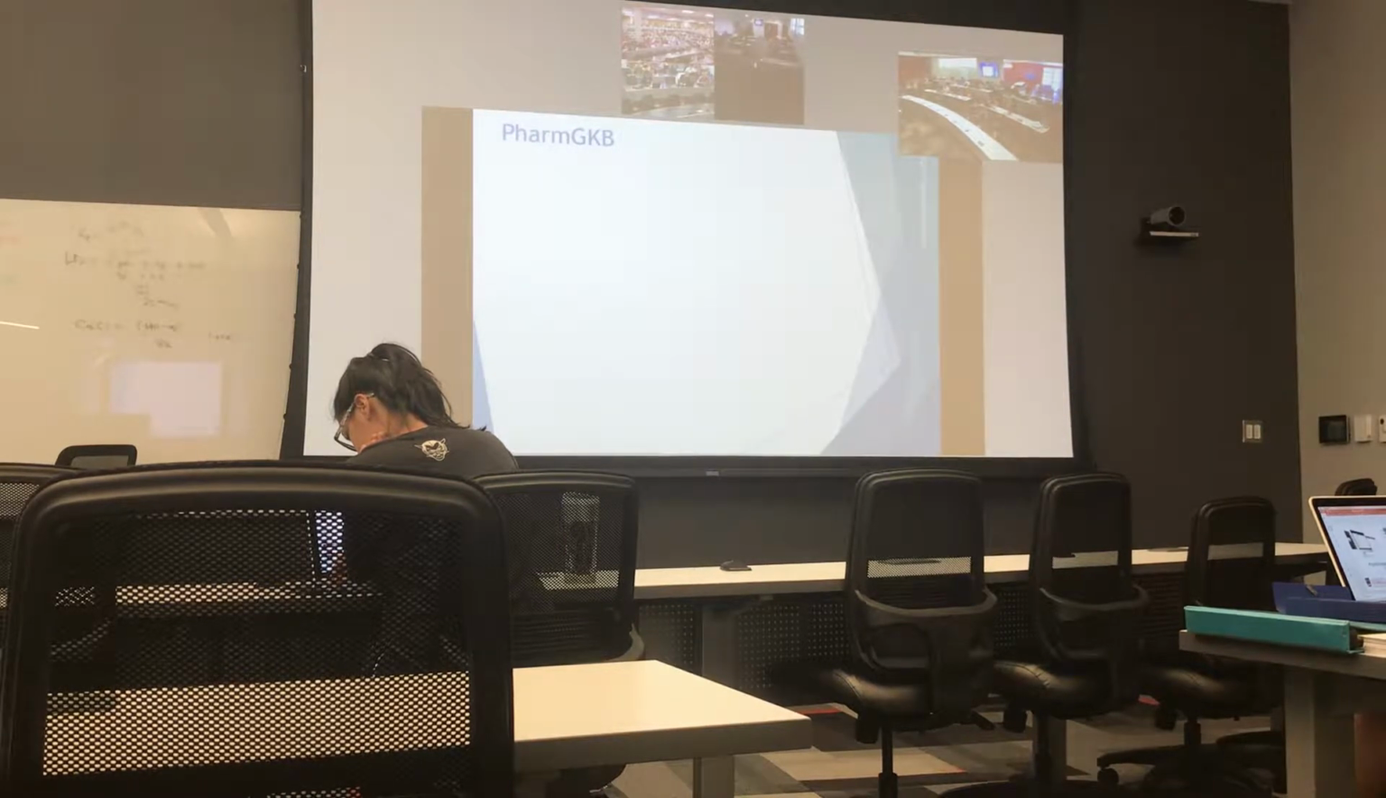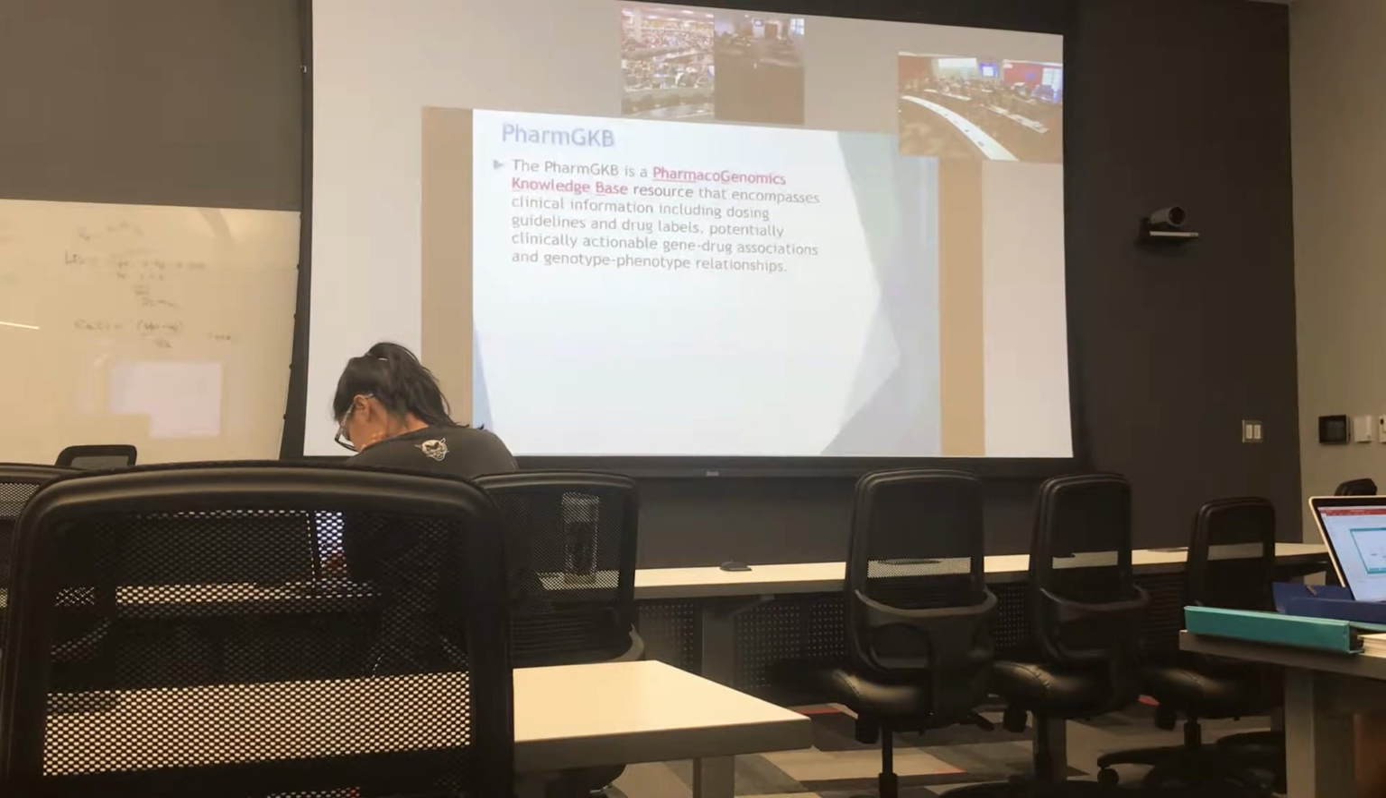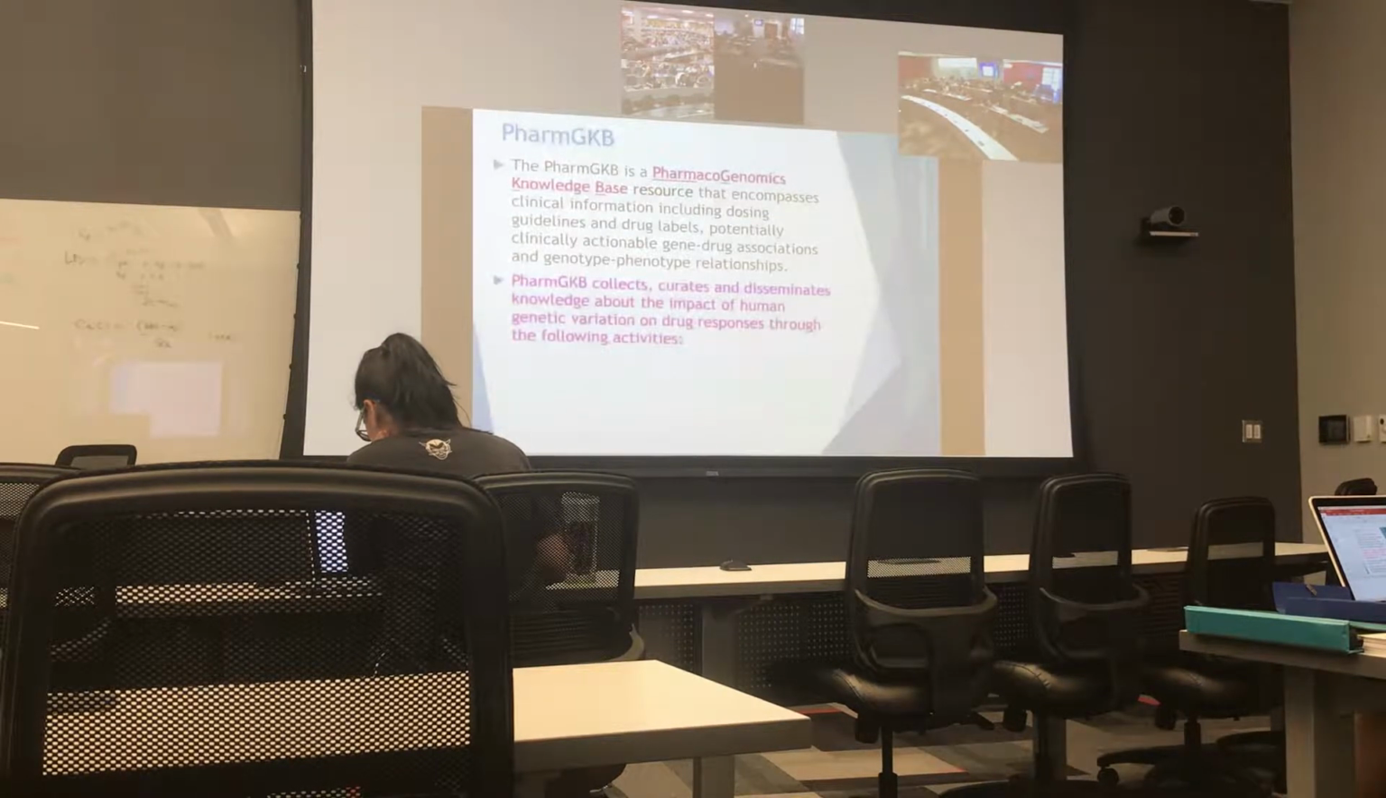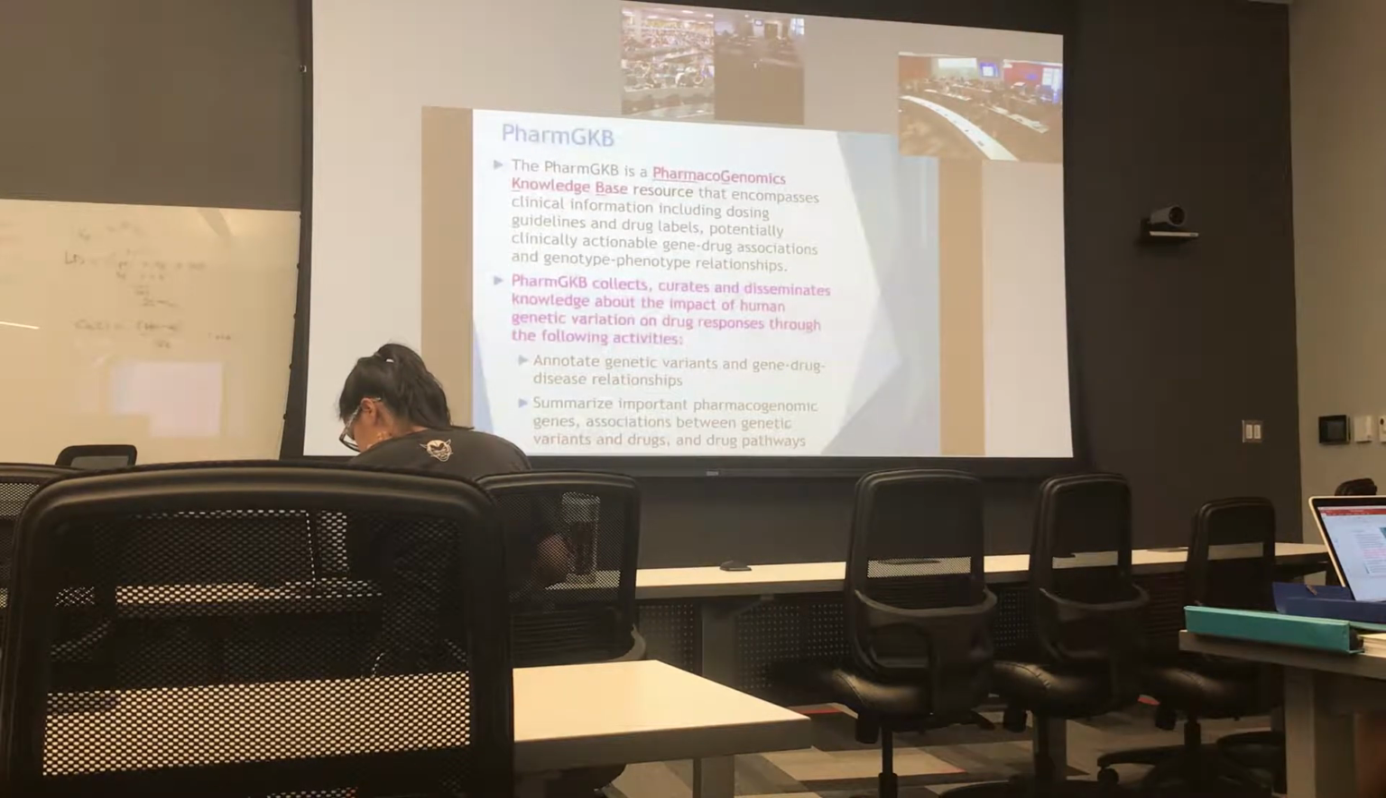Pharm-GKB is abbreviated for Pharmacogenomics Knowledge Base Resource. This encompasses clinical information, including dosing guidelines, drug labels, potentially clinically actionable drug-gene associations and genotype-phenotype relationships. Pharm-GKB collects, curates, and disseminates knowledge about the impact of human genetic variation on drug responses through the following activities. They annotate genetic variants and gene-drug disease relationships. Pharm-GKB summarizes important pharmacogenomic genes, associations between genetic variants and drugs, and drug pathways.